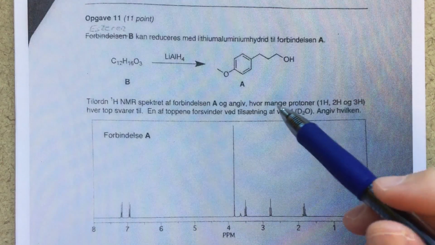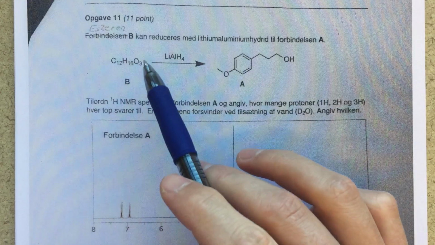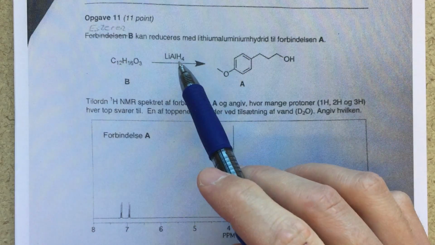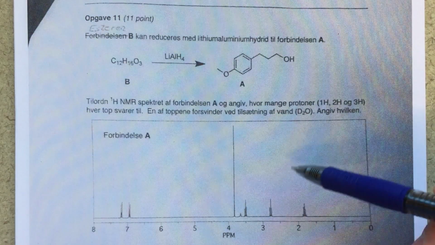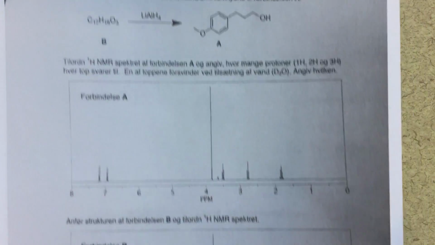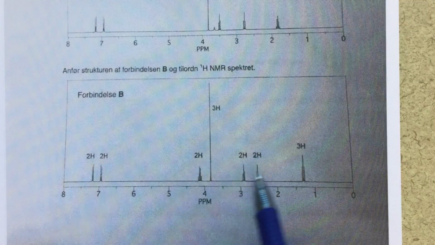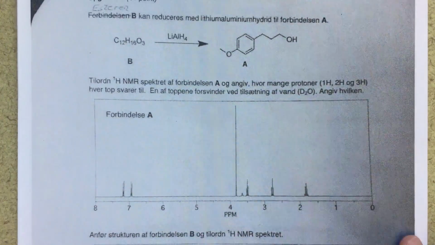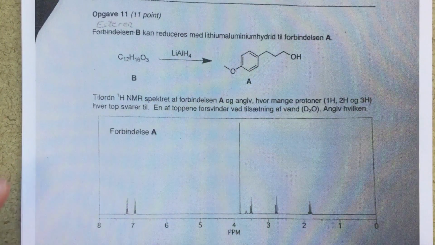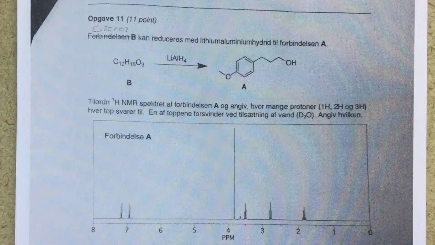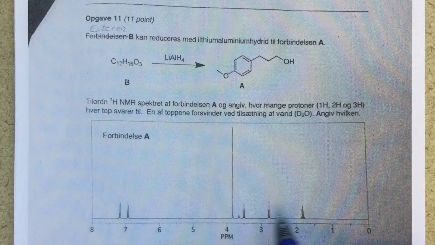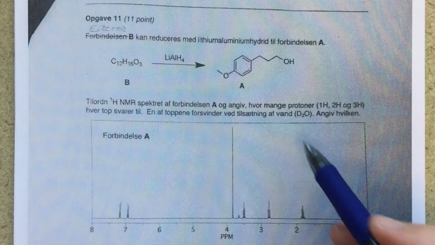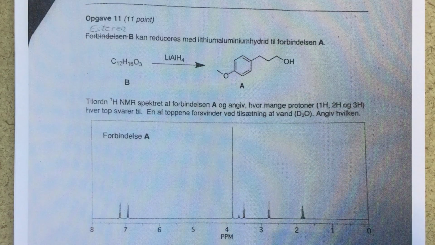But in any case, what we're given here is some unknown compound B. It reacts with lithium aluminum hydride to form this compound A, which we know, and we're also given the proton NMR for compound A, and we are also given the proton NMR for compound B. So using this information, I take it that we are supposed to figure out what the chemical structure for compound B is, and we can go ahead and do that. But before we do that, I want to talk about this proton NMR for compound A, assign all of the peaks, and sort of just talk about my strategy for that.